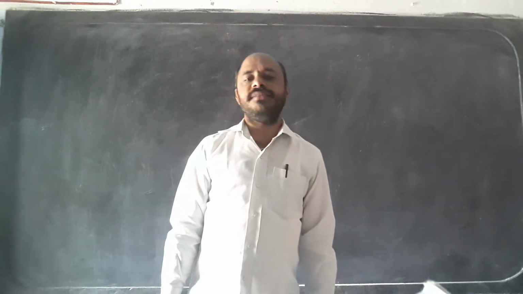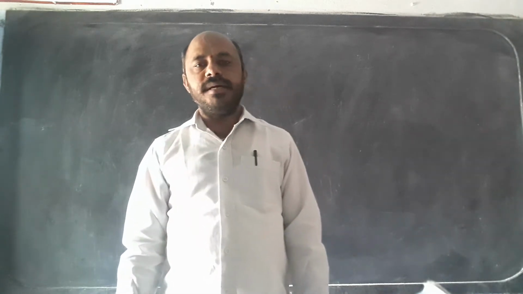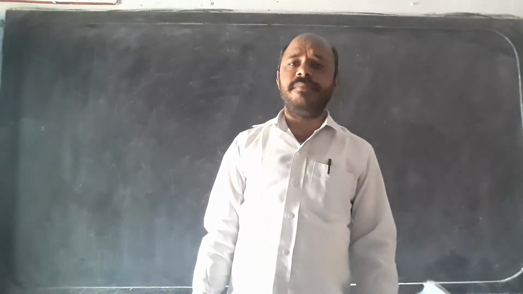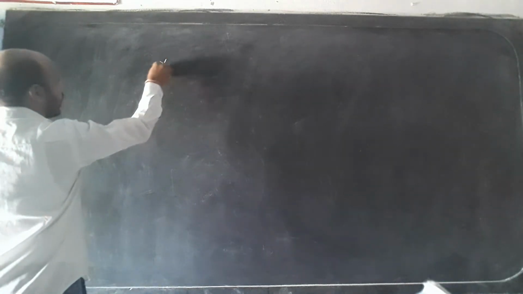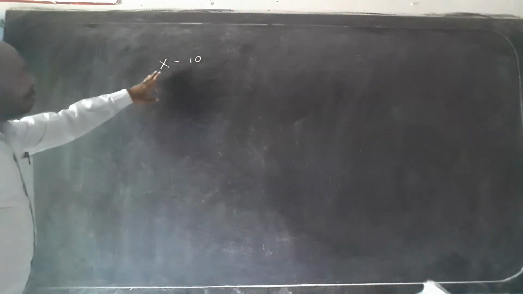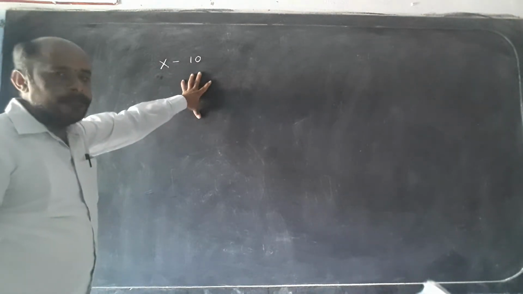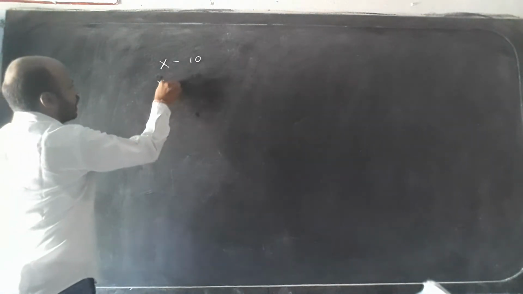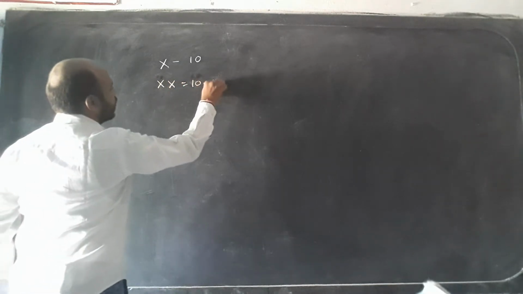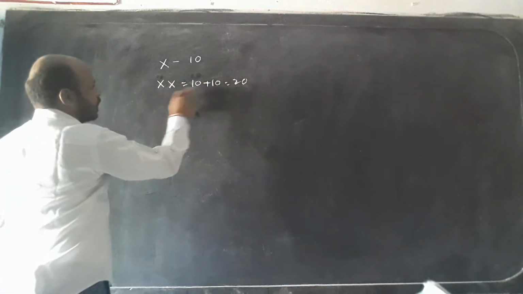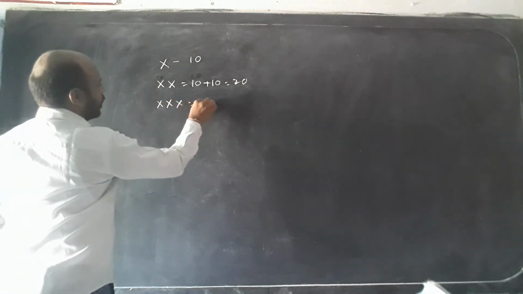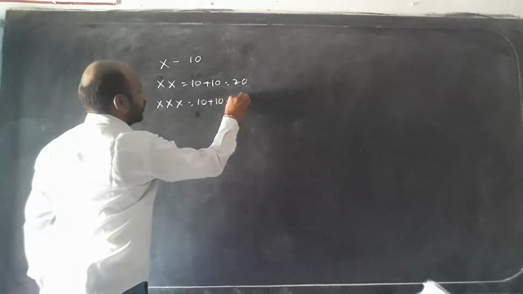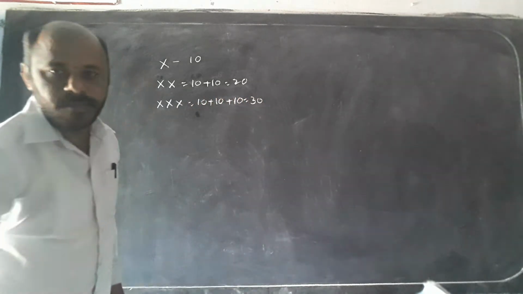Now, how do we write the numerical numbers? If Roman numbers are given, we should write the numerical numbers. First of all, see children, X becomes 10. Then if 2 X's are there, it will be 10 plus 10, which is 20. XX means 20. XXX is 10 plus 10 plus 10, it will become 30.